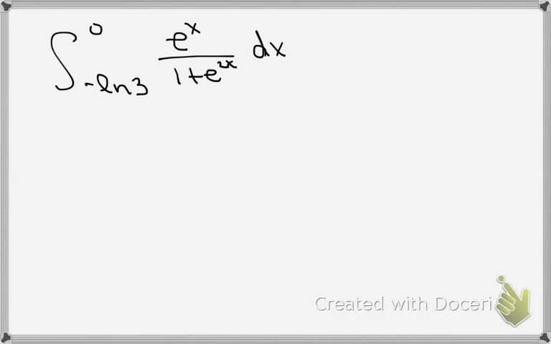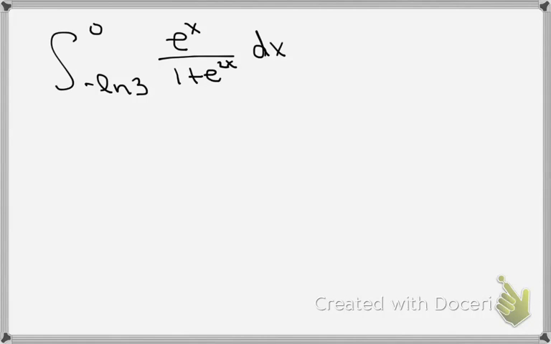Alright, so I want to show you how you can use a u-substitution in conjunction with definite integrals to solve these problems a little more easily. So first we're trying to evaluate the definite integral from minus natural log of 3 to 0 of e to the x divided by 1 plus e to the 2x dx.